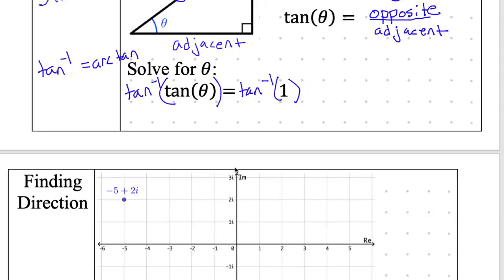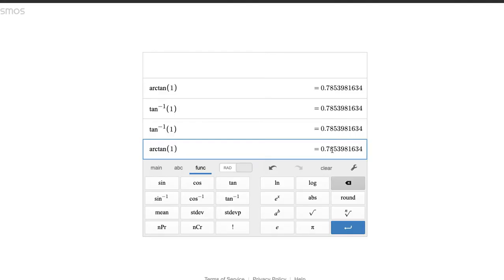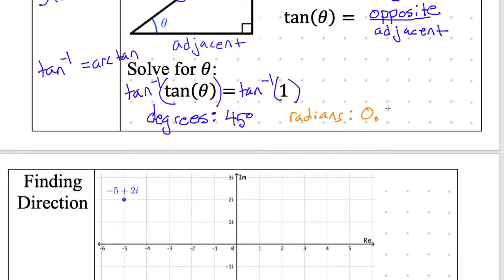Radians and degrees. All right, so the answer in degrees is 45 degrees. The answer in radians at the click of a button is 0.785. You need to be comfortable with both degrees and radians tonight. You need to be comfortable clicking a button on your calculator. I'm confused. I'm not comfortable with that. I don't know how to use it.